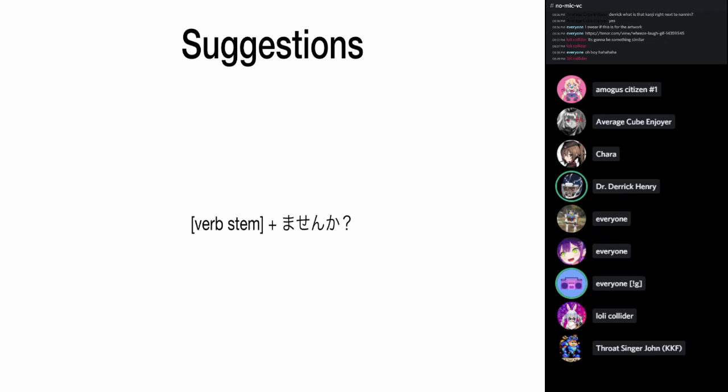Next is how to suggest something to someone. So, you have ways to say, I am doing this or not doing this. And you have ways to ask, are you doing this or not doing this? But now you have a way to ask, do you want to do this? And that's, you use the masen ka. So masen was won't, but masen ka is a question, won't. So it's similar to won't you or don't you, something like that. So your verb stem plus masen ka.